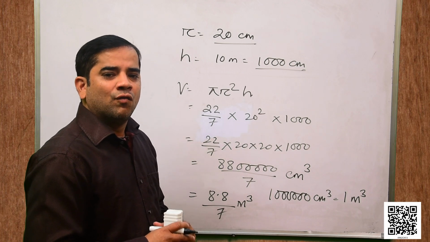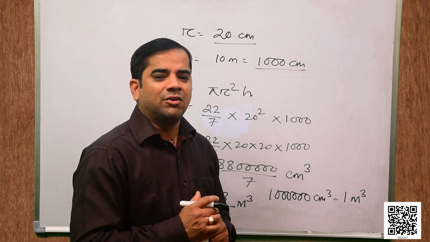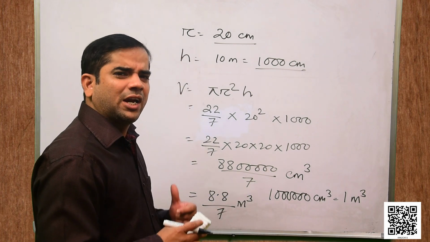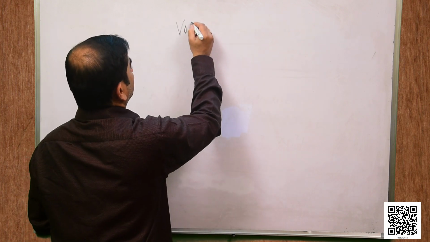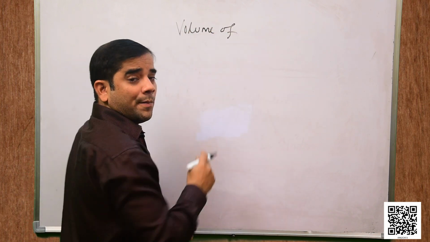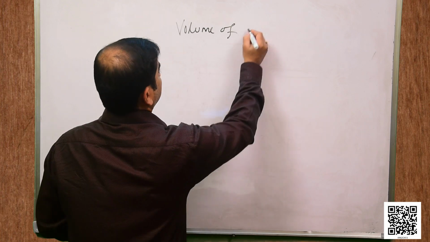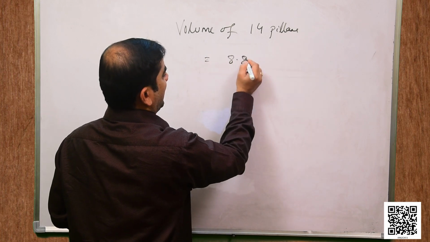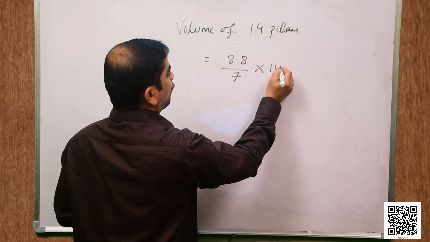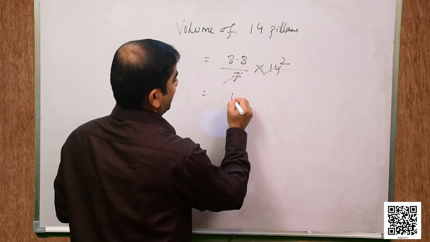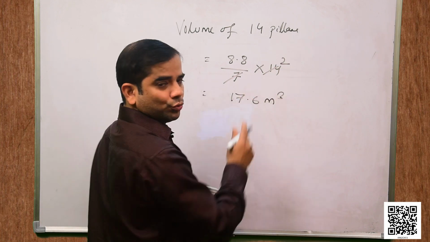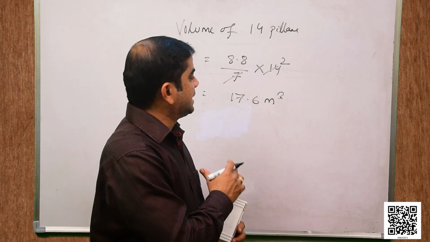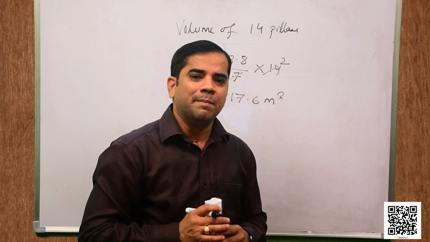Okay. Now volume of 14 pillars we need to find out. So what we need to do? We just need to multiply this value into 14. So let us do it. So volume of how many pillars? It is 14 pillars. 14 pillars is equal to 8.8 divided by 7 into 14. 7 2s are 14. 17.6 meter cube. Okay. So the volume of 14 pillars is found to be 17.6 meter cube.